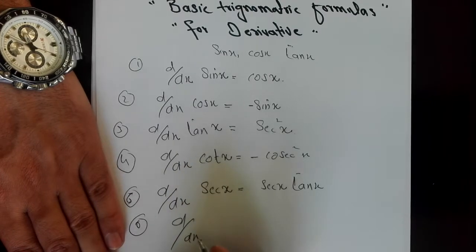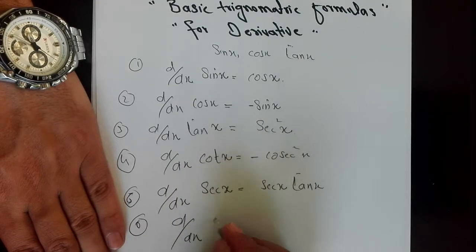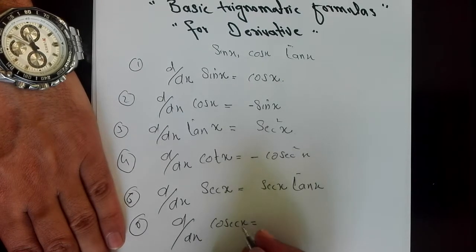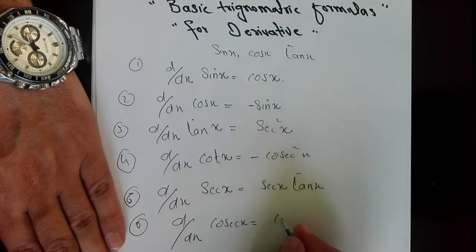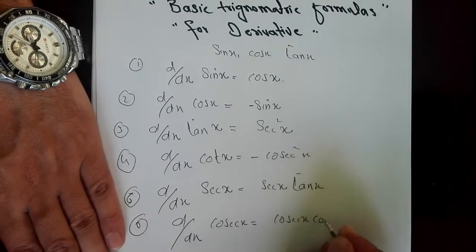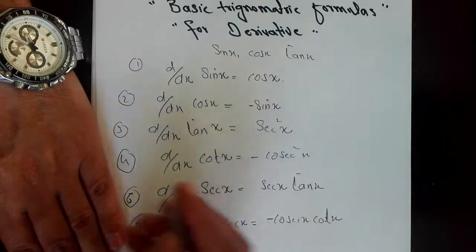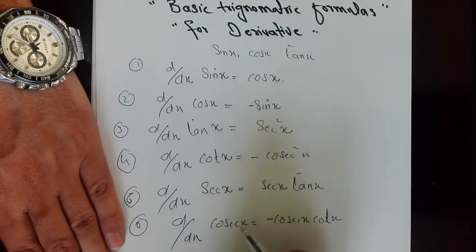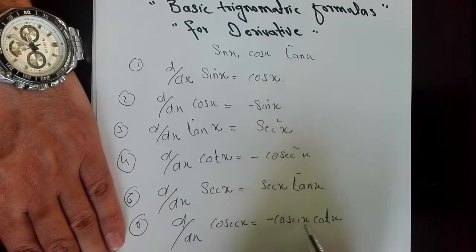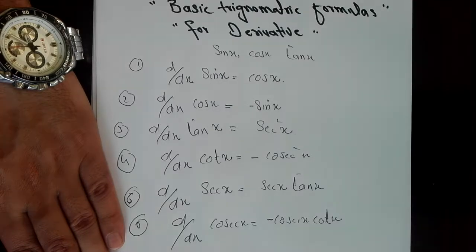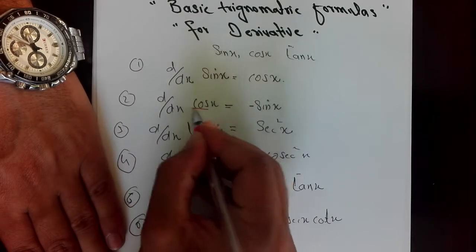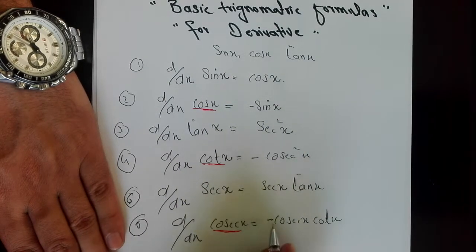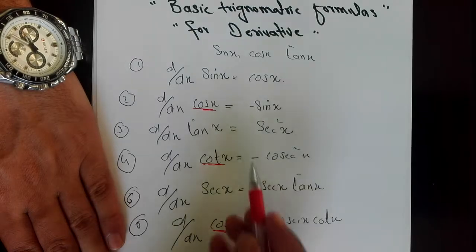And number 6 is d over dx of cosecant of x. We are talking about cosecant of x, not cosecant square of x. The derivative of cosecant of x will be equal to cosecant of x into cot of x with a minus sign. See there, for cot it was cosecant square of x with minus, and for cosecant minus is there, and cosecant of x in cot. So basically with cos, cot and cosecant, there will be a minus sign.